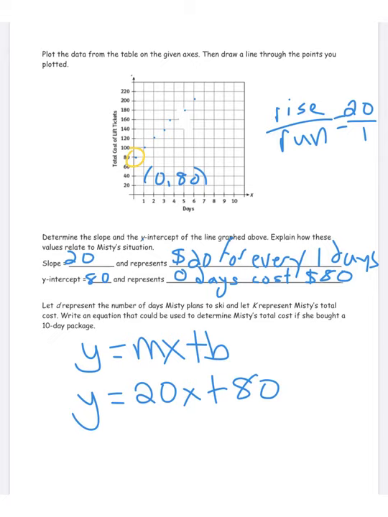This one tells us to write the equation using d and k. So technically the equation is k equals 20d plus 80, because k is how much it costs and d is the number of days.